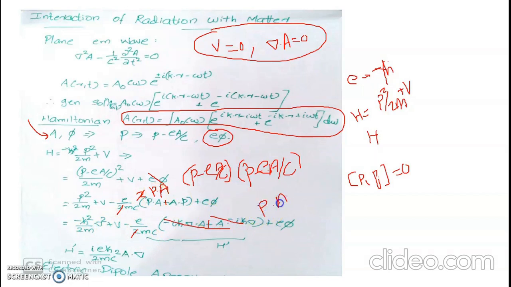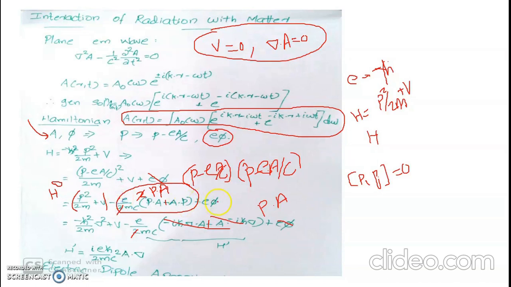I have already told you that I have omitted this term e phi. Now compare this Hamiltonian with the Hamiltonian of the system before the interaction, which is P square by 2m plus V, and this term is absolutely present here. So this is nothing other than H0, the Hamiltonian of the system before the interaction with the incoming beam of radiation. Then definitely this is the perturbed part of the Hamiltonian.